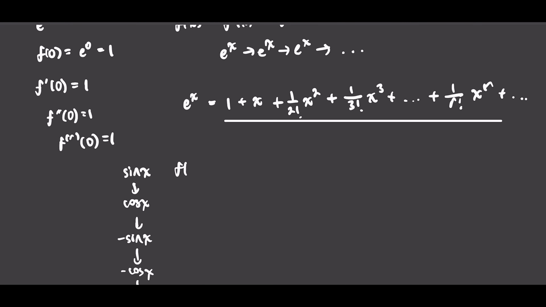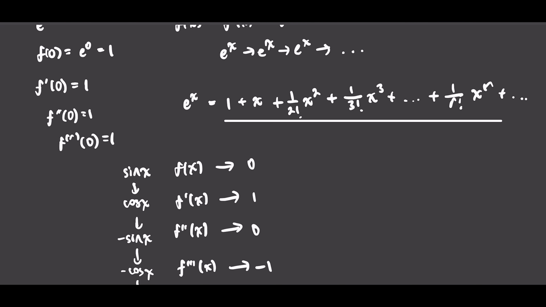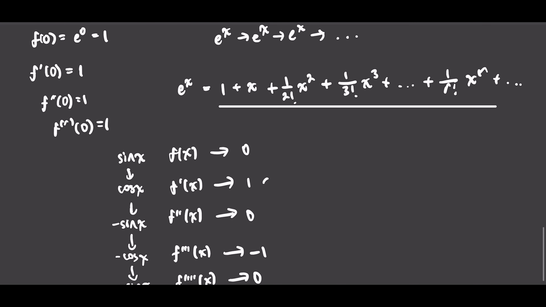Since this is f(x), this will be f prime of x, second derivative of x, third derivative of f(x), and fourth derivative of f(x). If we set x to be 0, sine of 0 is 0, cosine of 0 is 1, minus sine 0 is 0, minus cosine 0 is minus 1, and so on. Therefore, we can see that it alternates between 1 and minus 1.